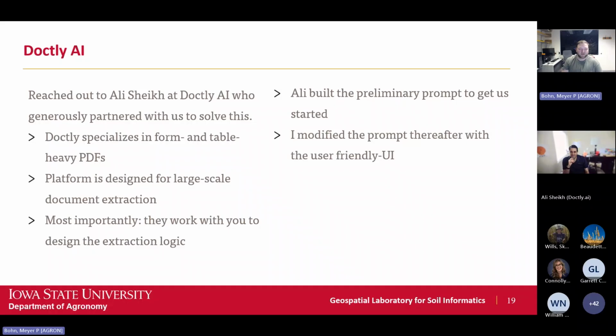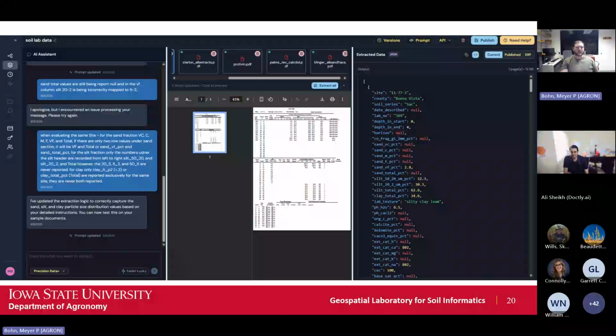Doctly specializes in really form and table heavy PDFs, and it's for large scale document extraction like we were doing. And Ali was there to work with me to design the extraction logic. And once it was put together, I basically had modified it sort of just based on my user expertise with the soil data, since it's a data set that isn't familiar to him. But the user-friendly UI, the user interface, basically took all the work that I showed with the GPT workflow and built it into one screen.